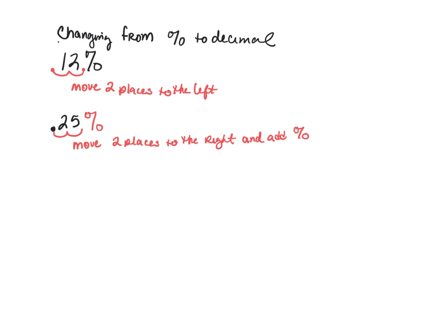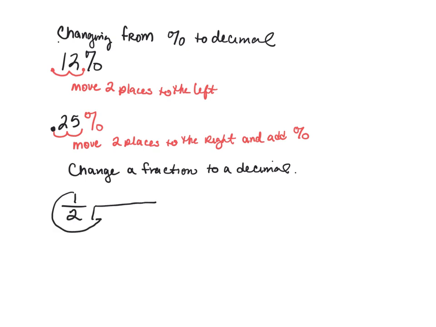Okay, now we want to change a fraction to a decimal. So if we have 1/2, we're going to divide. We're going to divide the 2. We're going to put this under here, and that's a 1. And as a decimal, that would be 1.0. We're going to move the decimal point up here.